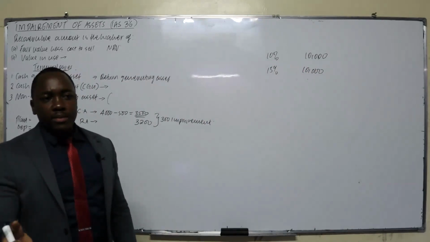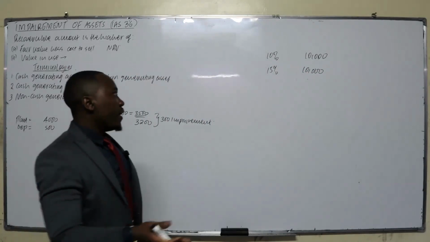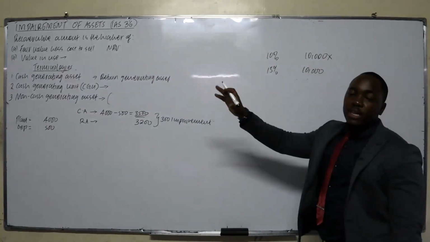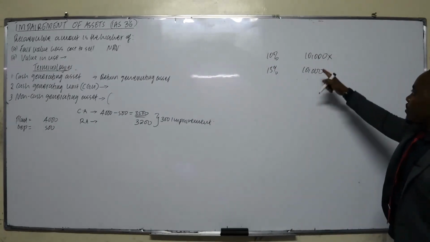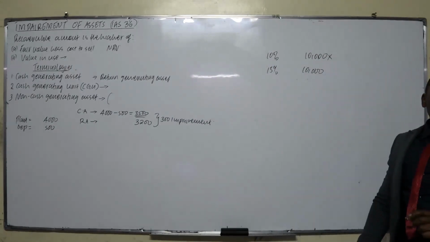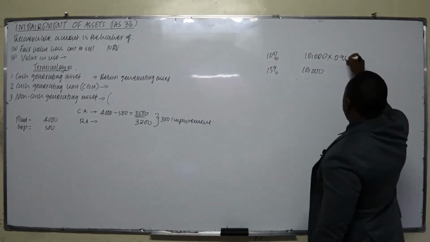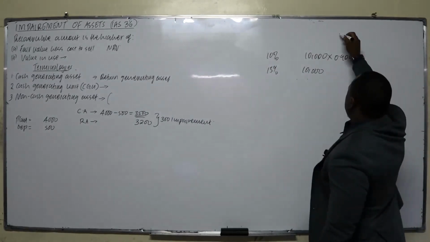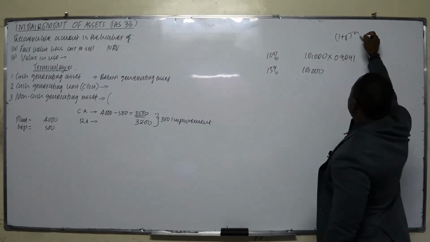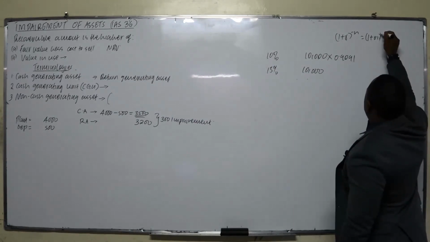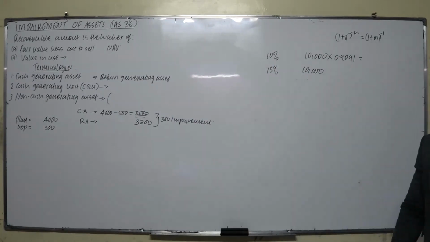So when determining the present value, you need the discounting rate. Now, if you use 10%, and you're saying that the value in use is the present value, if you have to receive 10 million in 2 years' time from this asset, how much will be the present value at 10%? This is 0.1991. You can just take 1 plus r raised to power negative n.